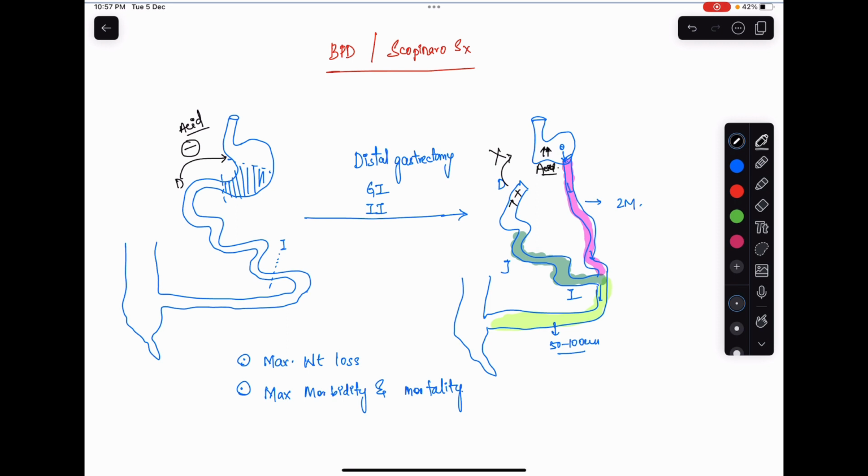This causes ulceration of the anastomotic limb and marginal ulcers. Since most of the food is entering the common limb without any digestion, there will be fat malabsorption leading to steatorrhea. To prevent these complications, we have developed biliopancreatic diversion with duodenal switch.